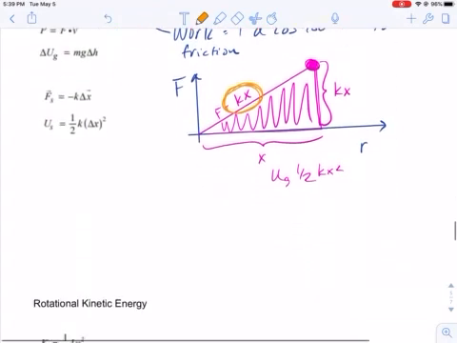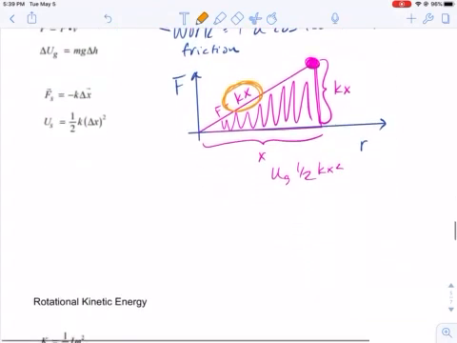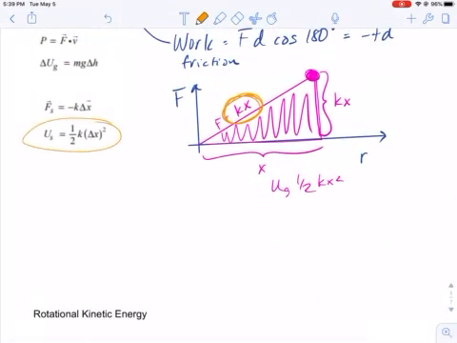Okay, I think I'm going to need some more space. So what am I going to do? I'm going to add a new page. And I'm going to take my equations with me. There I am.